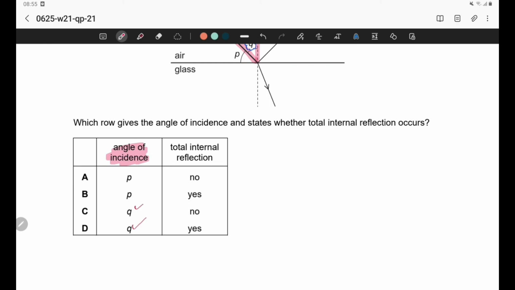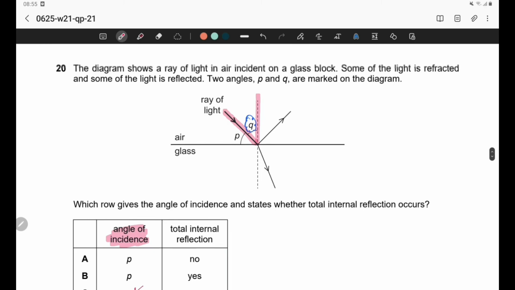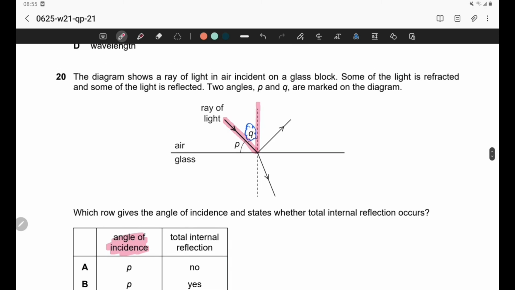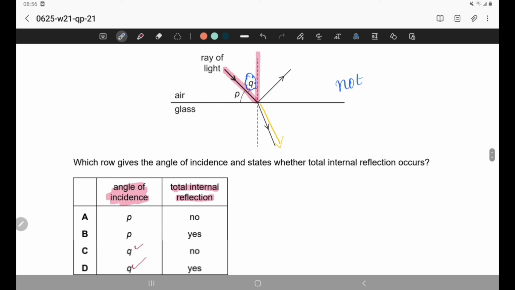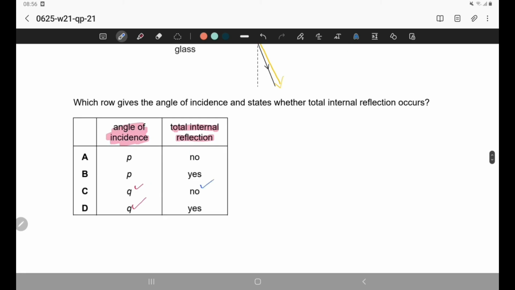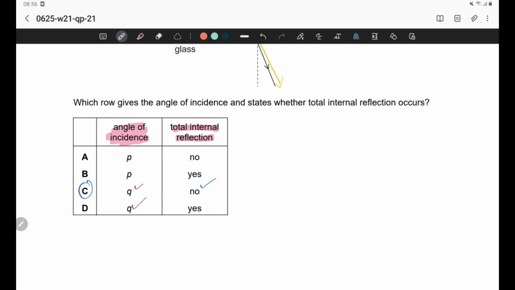Now let's check the total internal reflection. As the name indicates, total internal reflection means all the rays will be reflected back. But in this case, all the rays are not reflecting back. You can see some of the rays are refracting. So total internal reflection is not occurring. Therefore, the correct answer is option C.